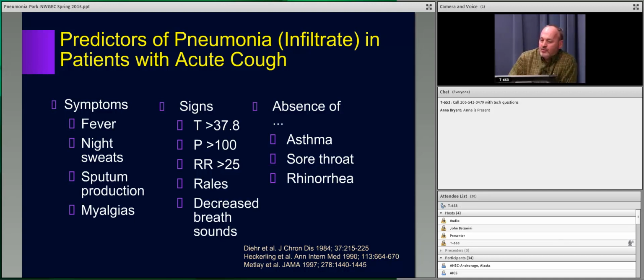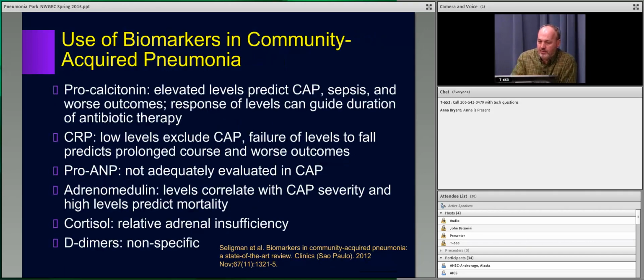Whereas if someone has a sore throat, rhinorrhea, or a history of asthma, that seems to weigh against the likelihood that they'll have a pneumonia when they present with an acute cough. And this has been demonstrated in a number of studies back over the years. So people with those symptoms and signs, in the absence of asthma especially, or upper respiratory symptoms like the sore throat and rhinorrhea, those are the ones you want to think about listening carefully for focal exam findings and getting an x-ray.